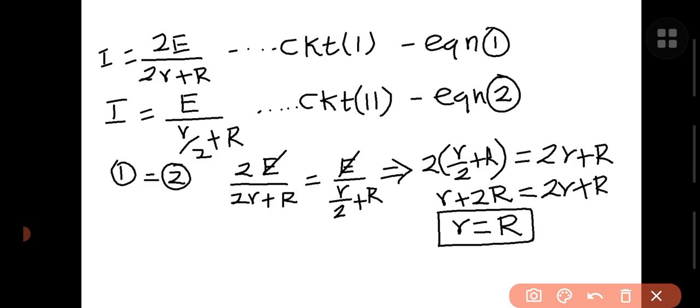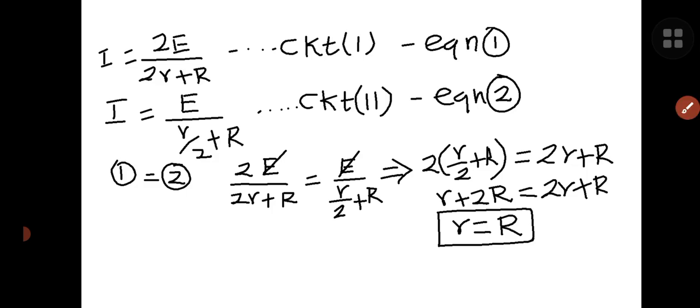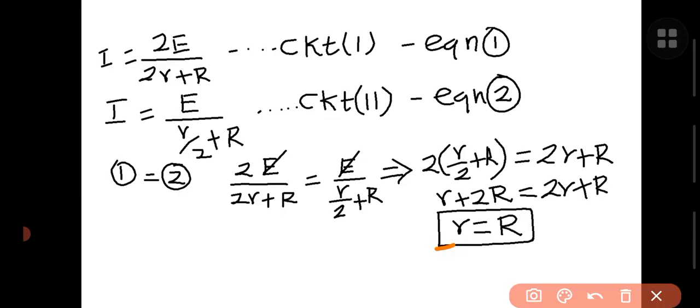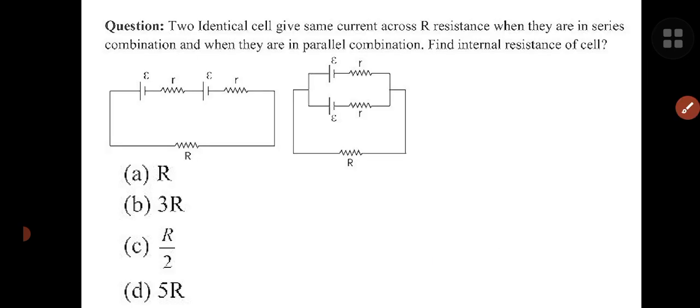What is the meaning? The internal resistance of the cell r is equal to the external resistance R. This is the answer. So option A is the right answer.